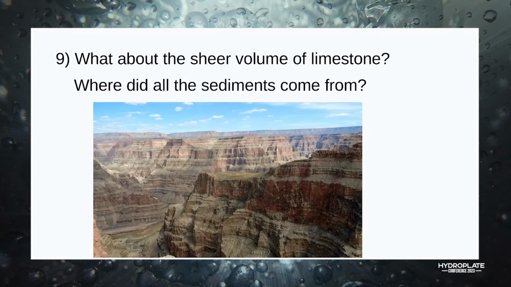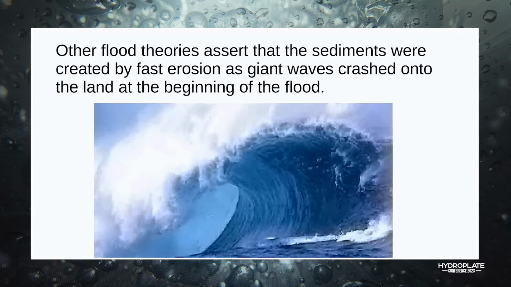And lastly, what about the sheer volume of limestone? Where did all this sediment come from? The amount of sediments that's piled on top of the continents averages about a mile deep. Someplace a little more, someplace a little less, but on average a mile. Now, about a quarter of it is limestone, and the other three quarters are sandstone and shale and various other kinds of sedimentary rock. So if these sediments all were deposited during or shortly after the flood, we need a mechanism that can generate a massive amount of sediments in a very short time.